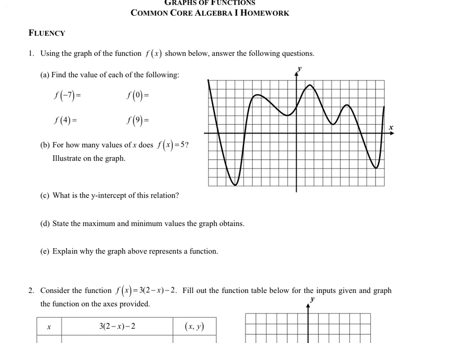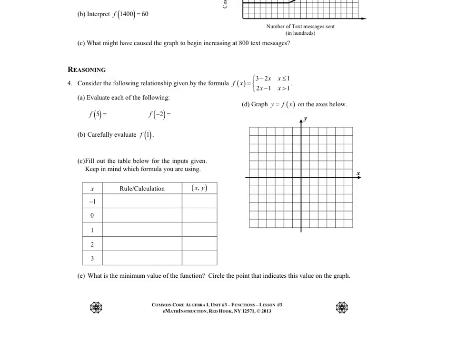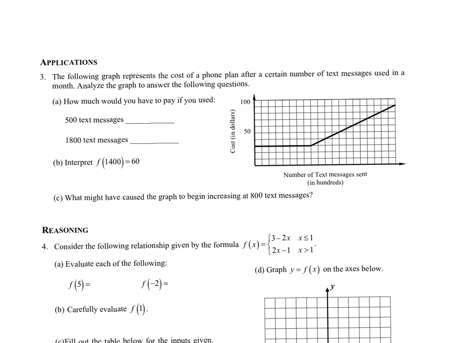So as you work through these fluency questions, we're using the graph to answer. One of the questions here is, what is the y-intercept? That means, where does it go through the y-axis? Okay, so read through those questions. Here's a table to fill out and graph. And then on the next page, we're reading this piecewise function and interpreting it. It's about text messages and cost.